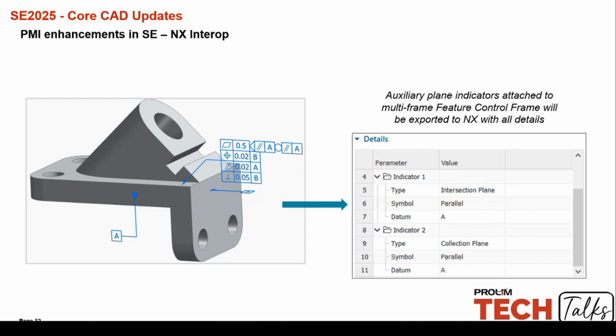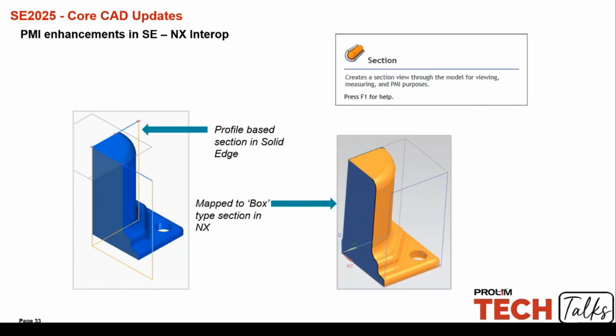Another PMI enhancement for the Solid Edge to NX interoperability is that the auxiliary plane indicators will now be exported along with multi-frame feature control frames as well. In addition, sections created using the Solid Edge profile-based section command will be exported to NX completely with editing capabilities as well. And then these will be transferred as box sections in NX.